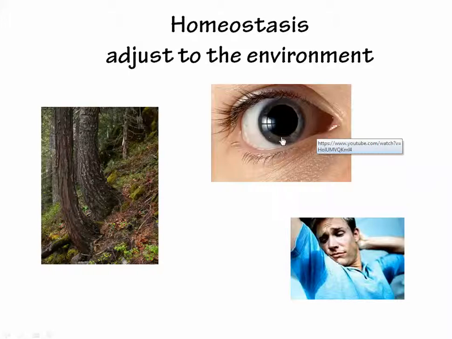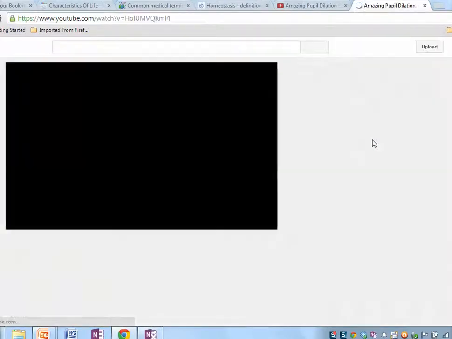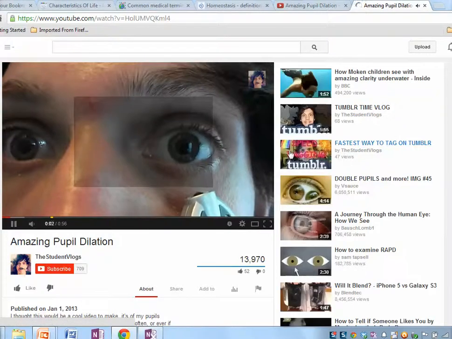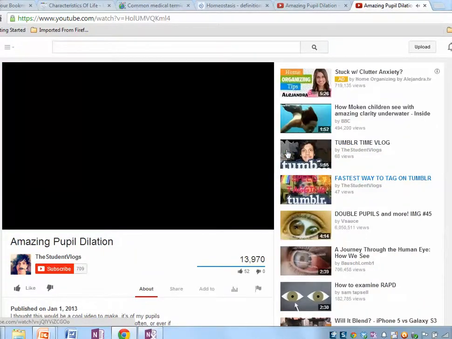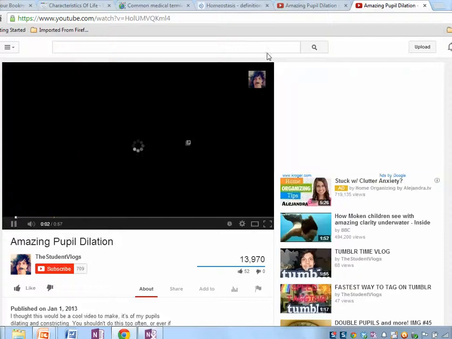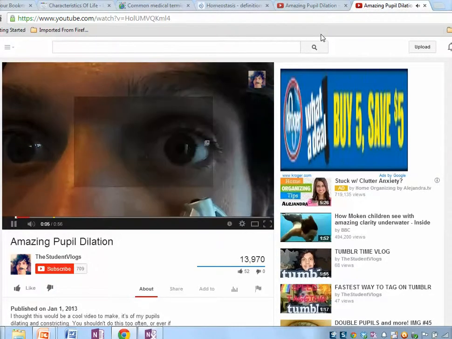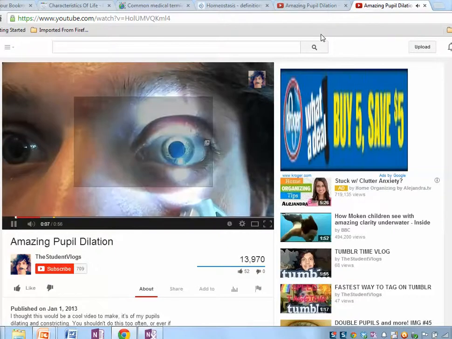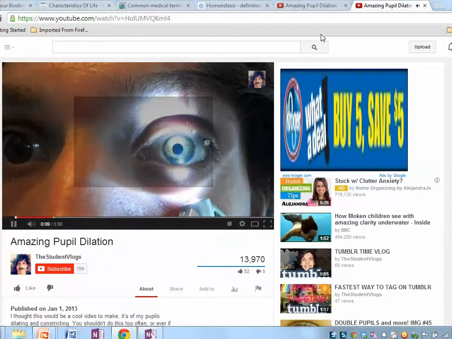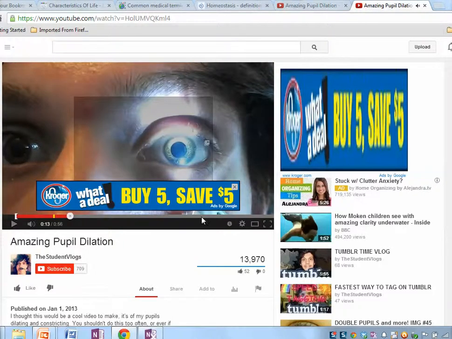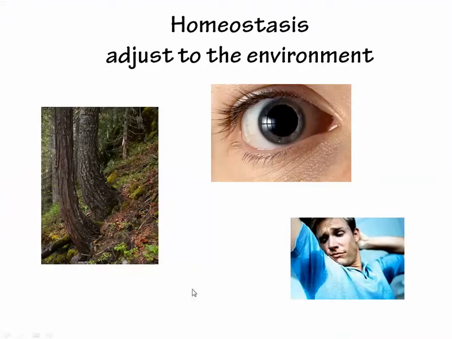In this example, this is a pupil. Your eyes respond to the amount of light that is entering them. Shine the light and the pupil gets smaller. Take the light away and the pupil dilates again. Constriction and dilation, all in response to the amount of light that is coming into the eye.